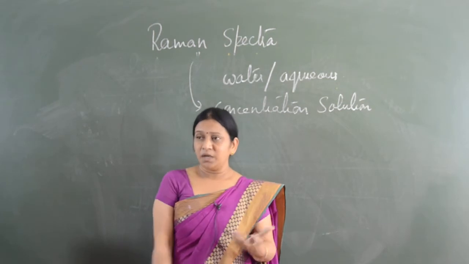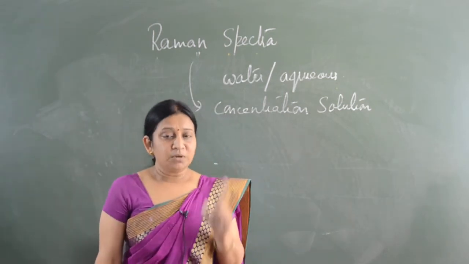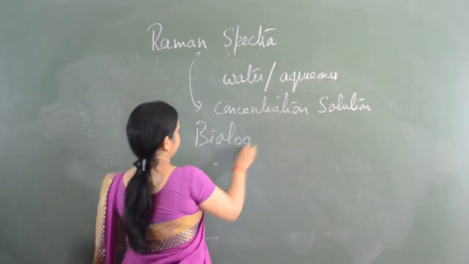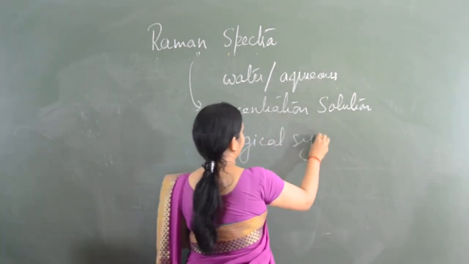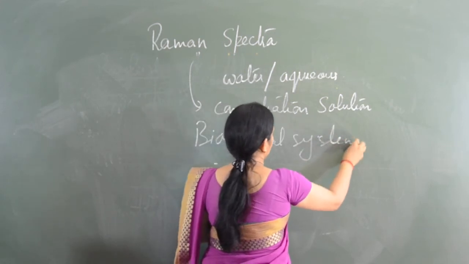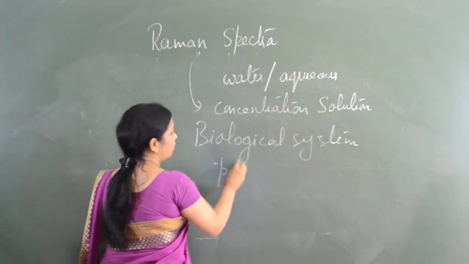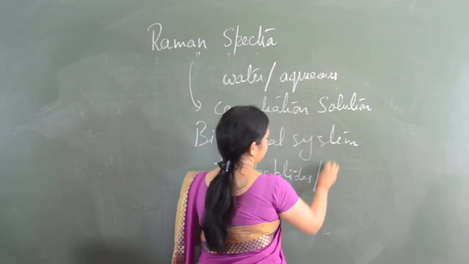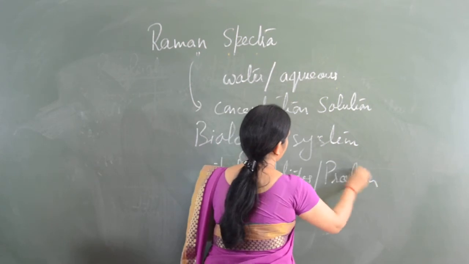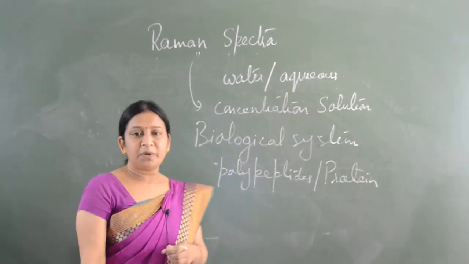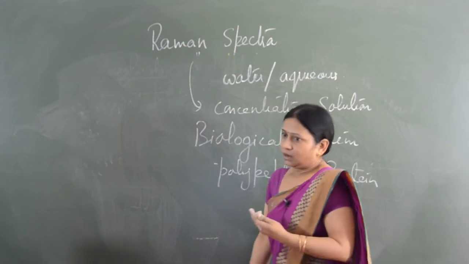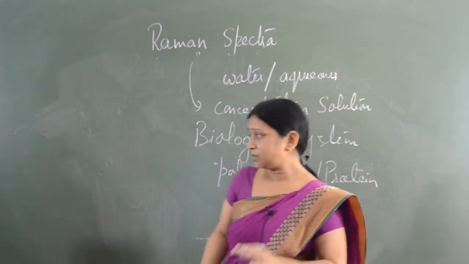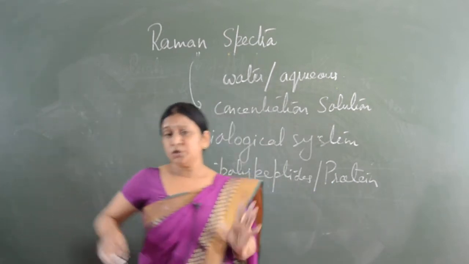And the main application of Raman spectra is to study biological systems, for example, polypeptides and proteins. So with the help of Raman spectra, we are going to deal with some biological systems, for example, polypeptides and proteins. So this is the main introduction to Raman spectra.